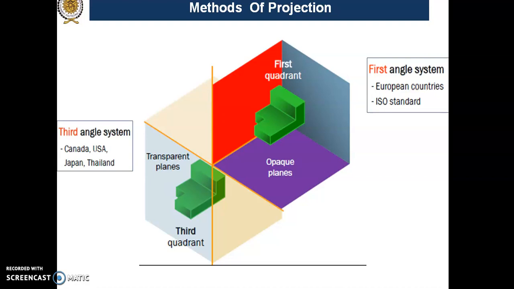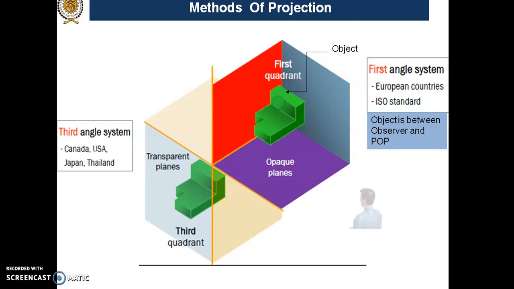In the first angle method of projection, the object is placed in between the observer and the principal planes. See, here it is the object. It is placed in between the observer over here and the principal plane of projection. So here is the plane of projection, here is the observer, and this object is placed in between the observer and the POP.